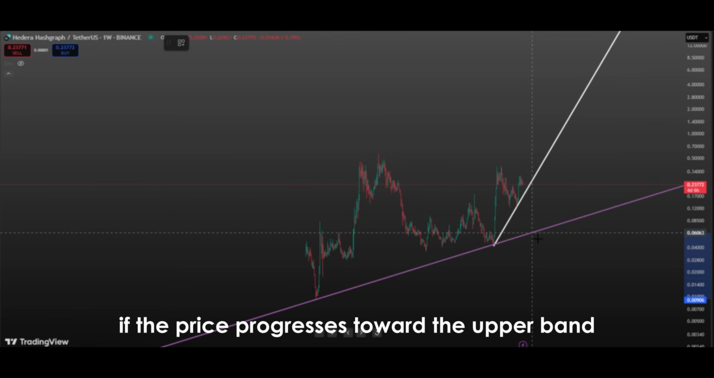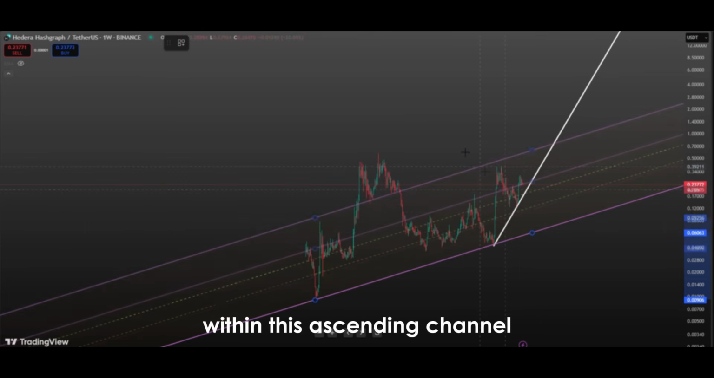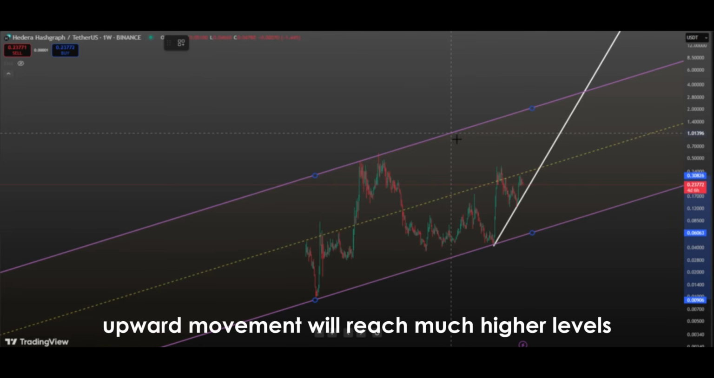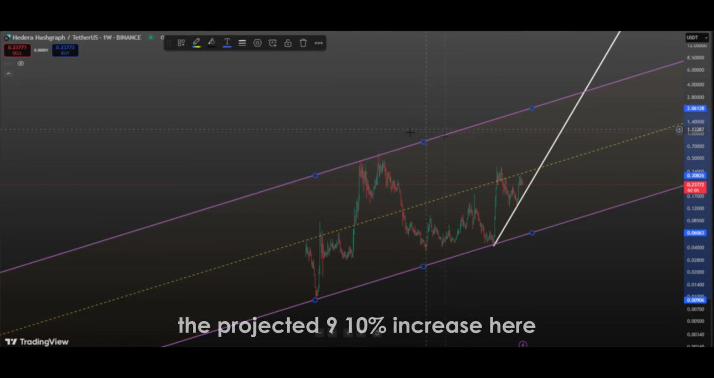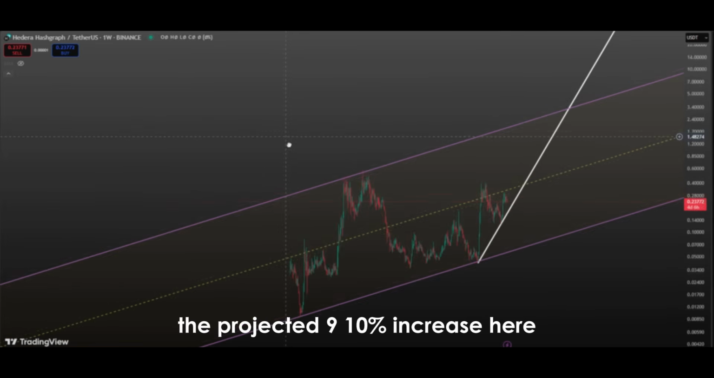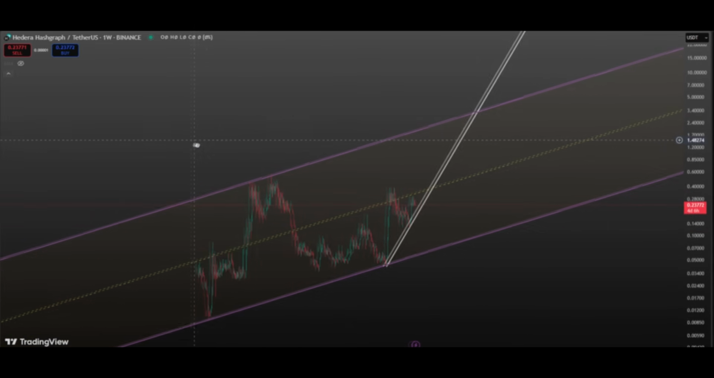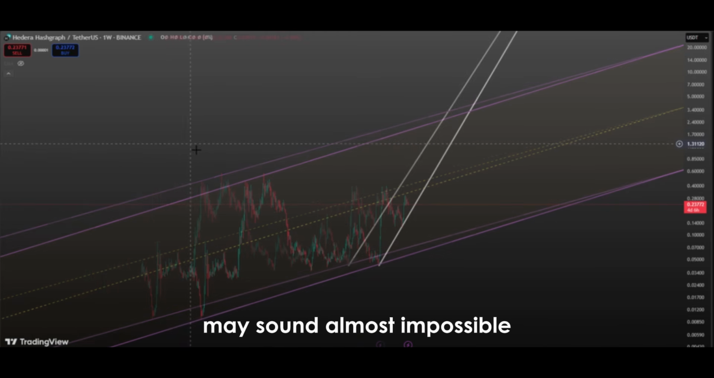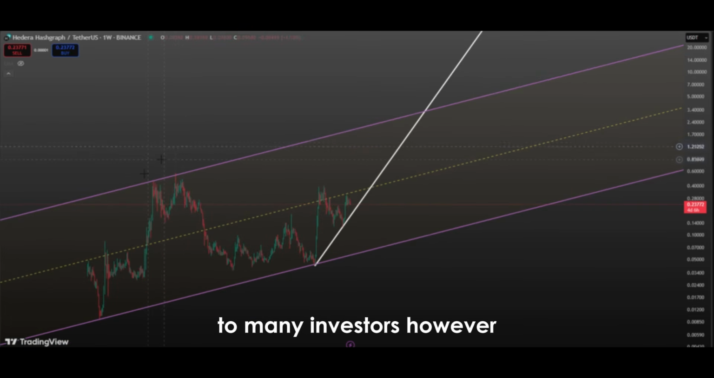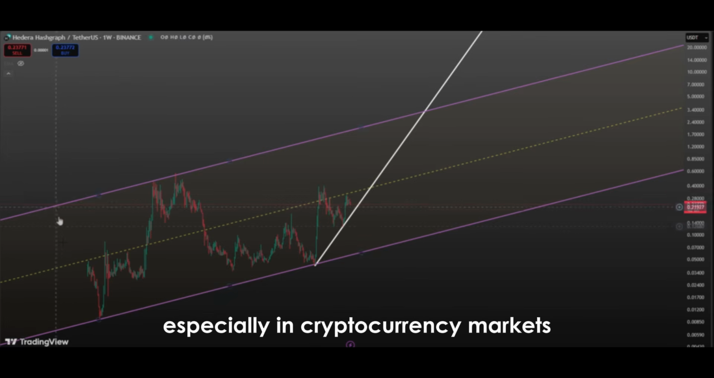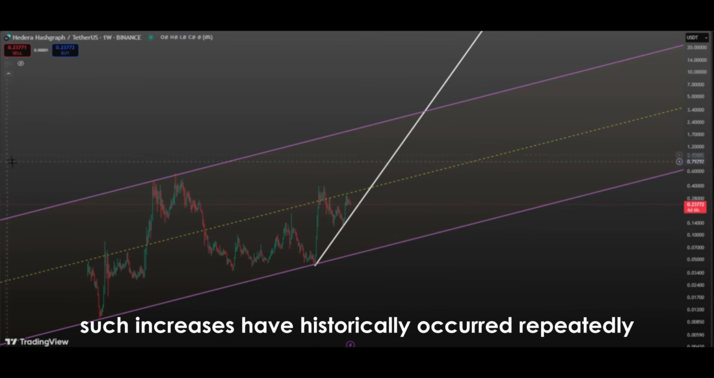If the price progresses toward the upper band within this ascending channel and reaches it, it is highly likely that the expected upward movement will reach much higher levels. The projected 9–10% increase here represents an extraordinarily strong upward potential. Mentioning such a high percentage may sound almost impossible to many investors. However, in technical analysis, especially in cryptocurrency markets, such increases have historically occurred repeatedly.